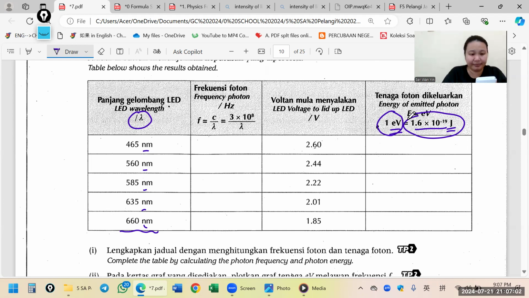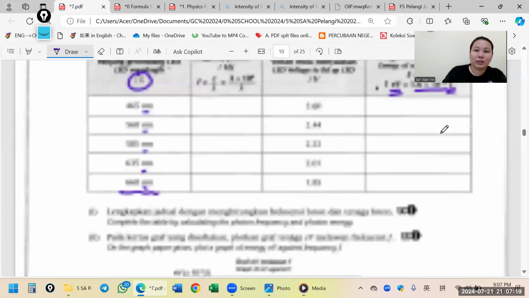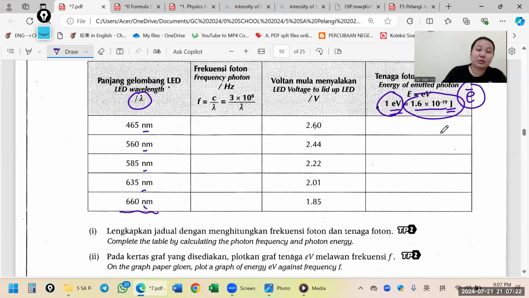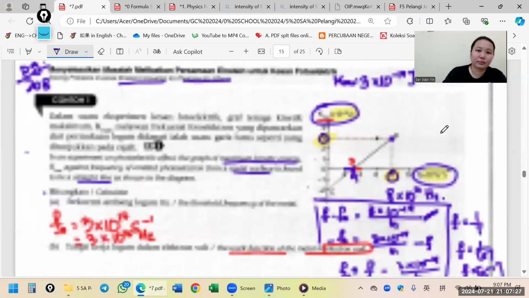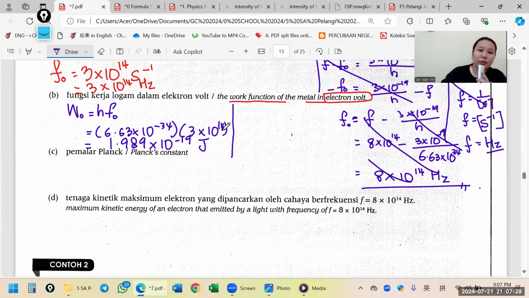I got it. Actually, it's the same as the electrical charge. 1 eV equals this many joules: 1.6 times 10 to the power of negative 19 joules. So we say 1 eV equals 1.6 times 10 to the power of negative 19 joules.